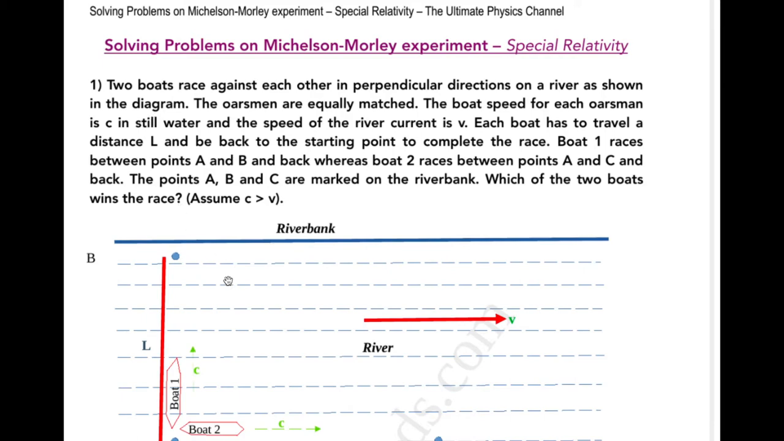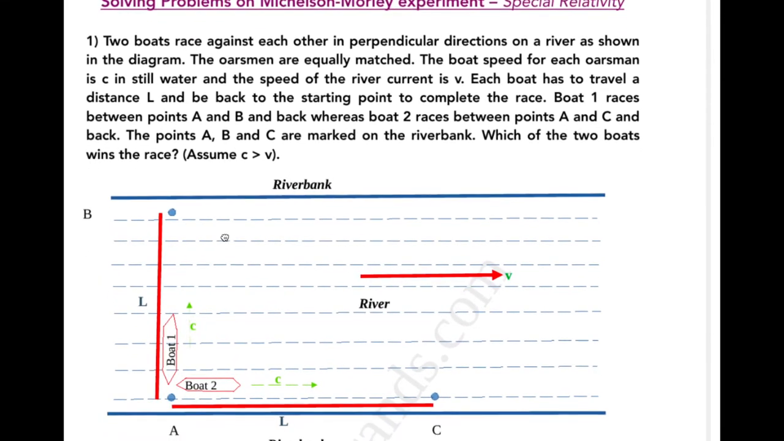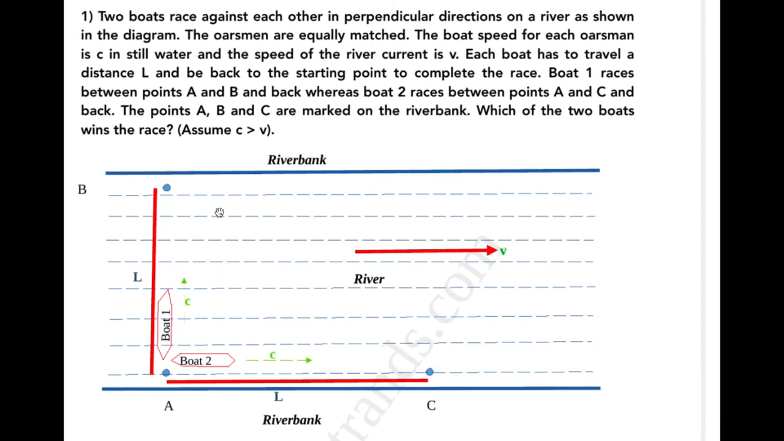Okay, so let's proceed with the problem. First problem here is: two boats race against each other in perpendicular directions on a river as shown in the diagram. So here you can see that boat one and boat two are schematically represented, and they're going to race on a river in perpendicular directions.